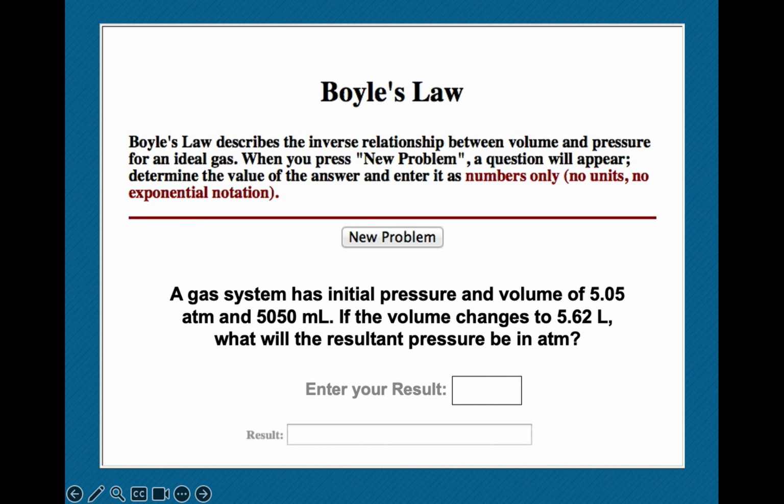metric conversions. Here we have an initial pressure of 5 atmospheres. We want the resultant pressure in atmospheres, so that's good. We have a volume in milliliters and a volume in liters. The way I think is the easiest to do these is just to make a list of what you've got and do whatever conversions you have to. So here's our list.